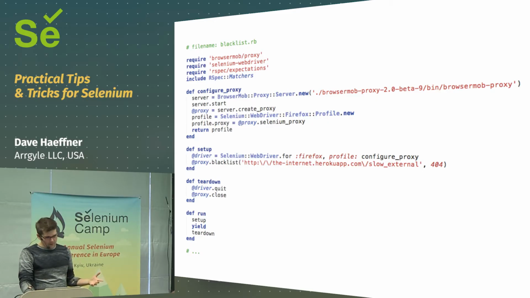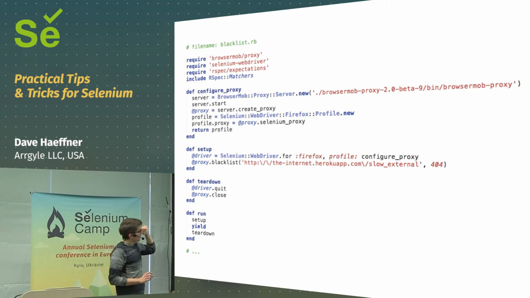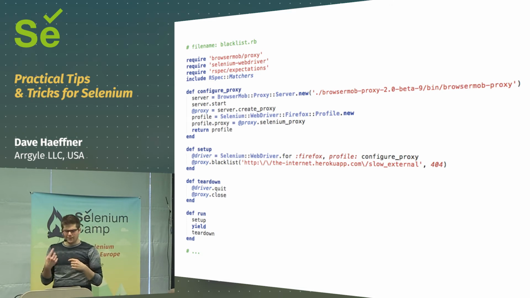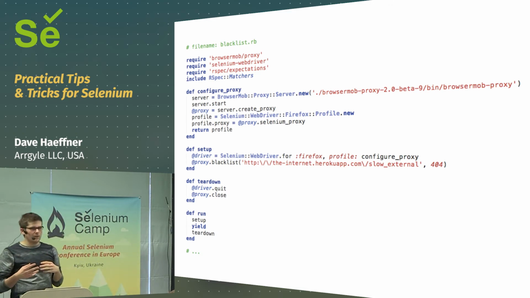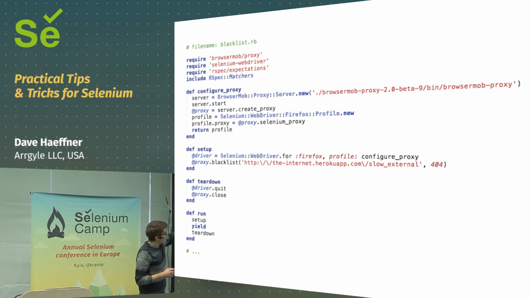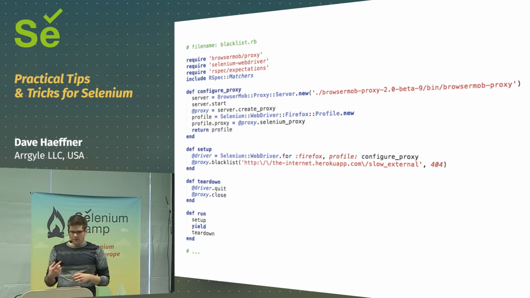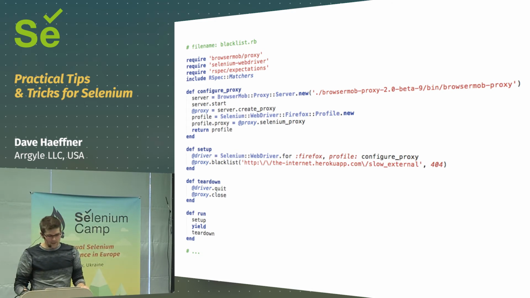So kind of taking a similar approach from the last example, after you create the proxy, you can use the blacklist command. And in this example, this is a slow external example. There's a resource on the page that takes like 30 or 90 seconds to load. And so what I do is just grab it with a regular expression and say, all right, make that return a 404 instead.